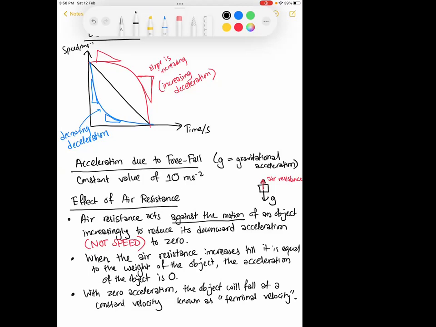So, like I mentioned, air resistance is a force, and I made a small mistake. The downward force because of gravity will be mg, right? This is the weight of the object. So the air resistance will keep on increasing until it equals the weight of the object.